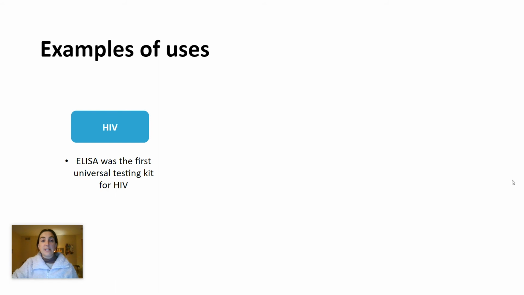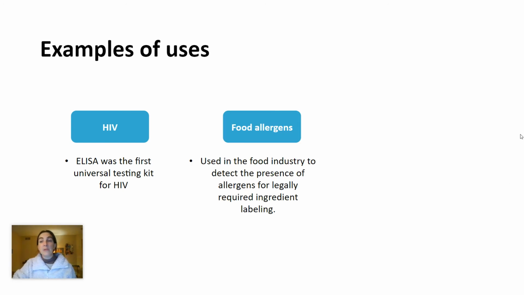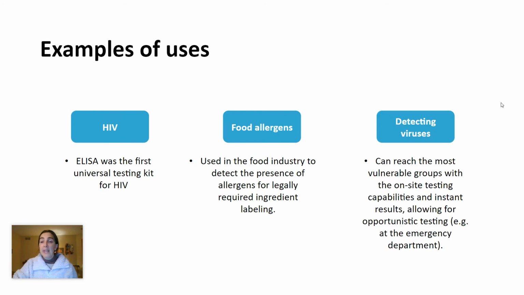This ELISA procedure is used for a lot of things. It was actually first used for testing for HIV, and it's used for other viruses as well. It can also be used to test for food allergens or genetically modified food substances, things like that. And of course, it can be used for detecting viruses.